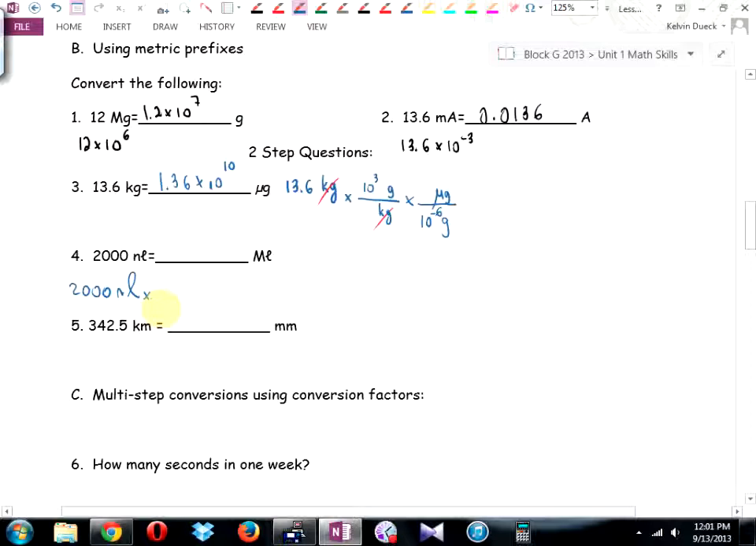The reason I call this a two-step conversion is, although there is a way to do this in one step, and if you can, great, feel free, there's a shortcut. I just tend to go from nano to liters to mega. From nano to no prefix to new prefix. From original prefix to no prefix to new prefix. So I'm going to multiply by a conversion factor.